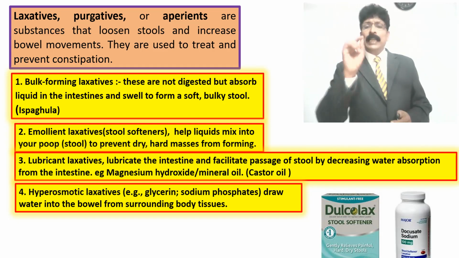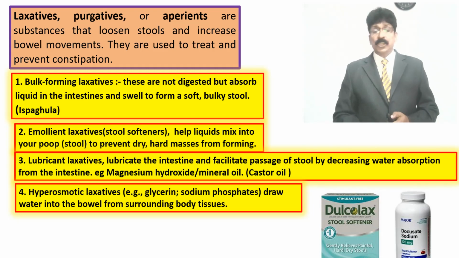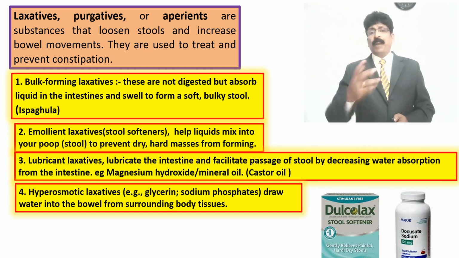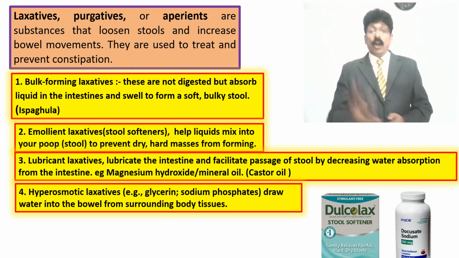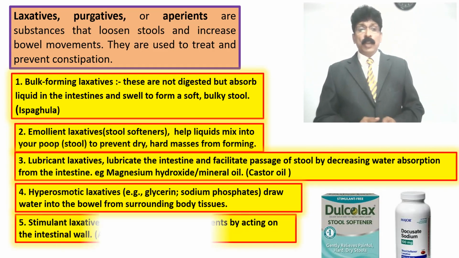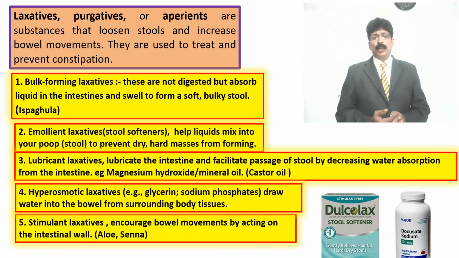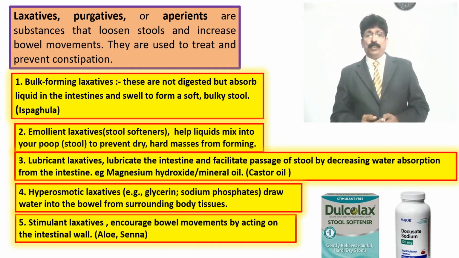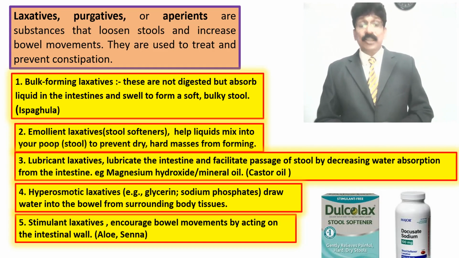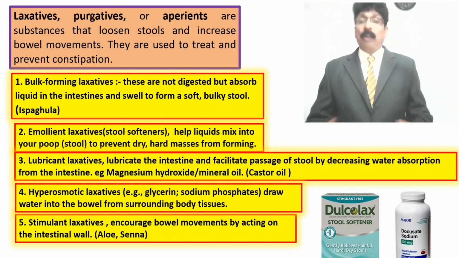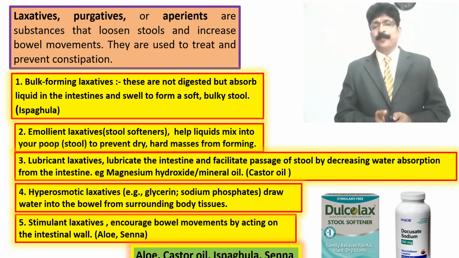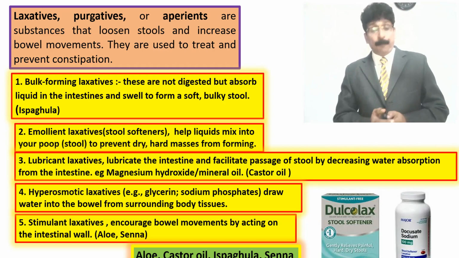But we should know that glycerin and sodium phosphates draw water into the bowel from the surrounding body tissues. So glycerin, sodium phosphate mixtures, enema, these are all examples of hyperosmotic laxatives. They are also used for evacuating the bowel. So number 5 is stimulant laxative. We have 2 examples we are going to study according to the syllabus, aloe and senna. Stimulant laxatives encourage bowel movement by acting on the intestinal wall. Example, aloe and senna. So we are going to see only 4 drugs according to our syllabus for diploma in pharmacy students.